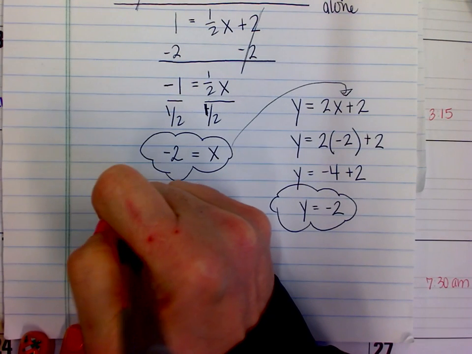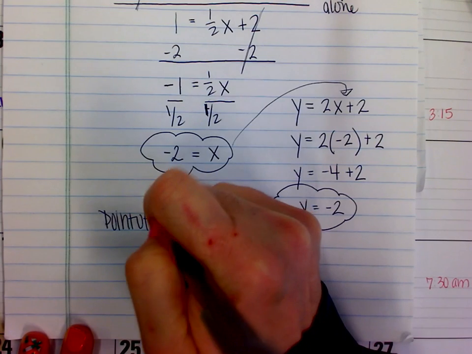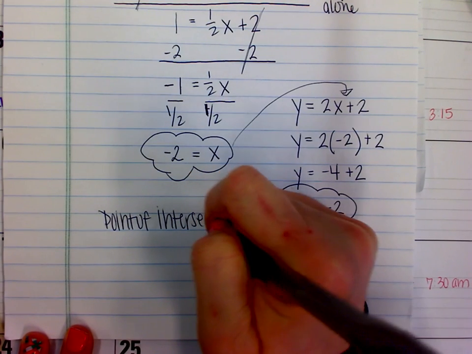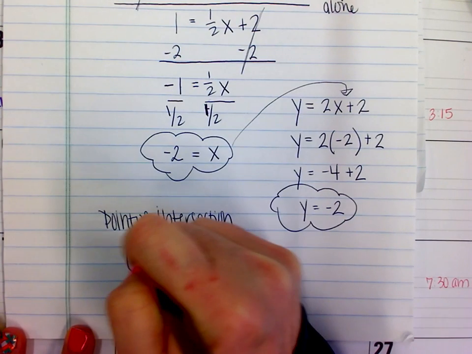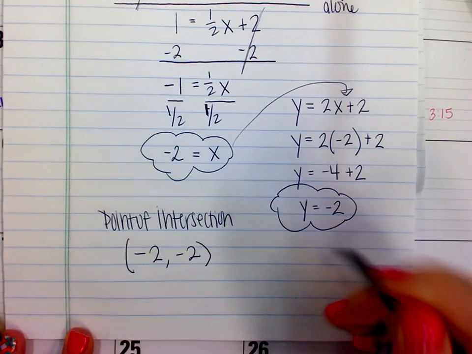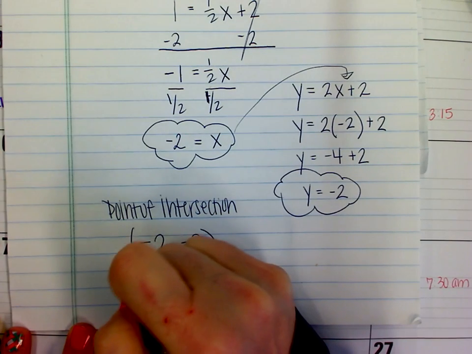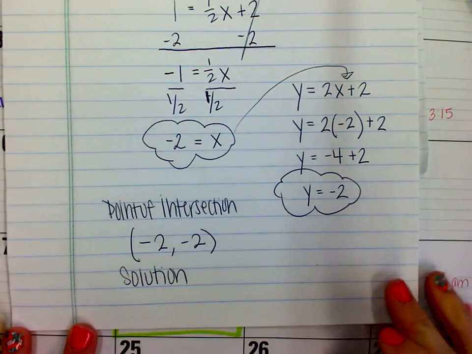Therefore, our point of intersection is (-2, -2). That's the solution to our system of equations.